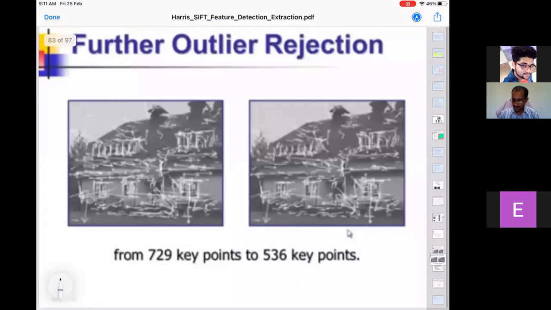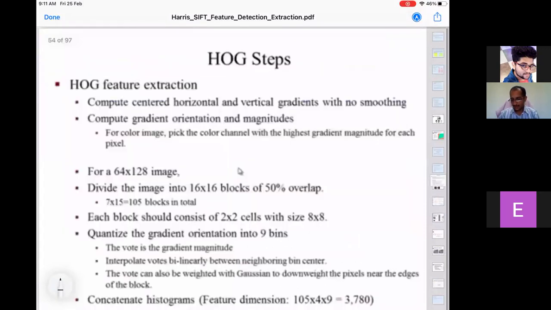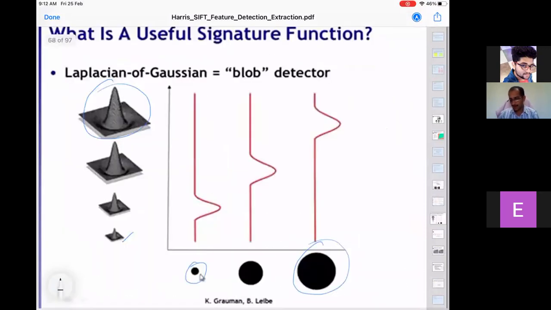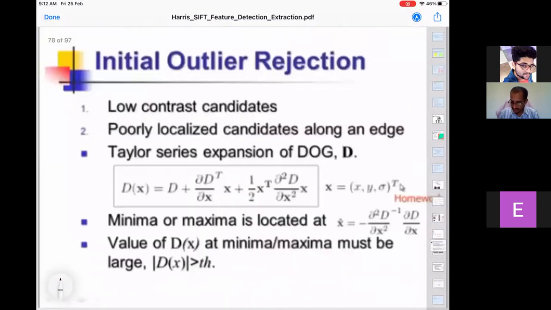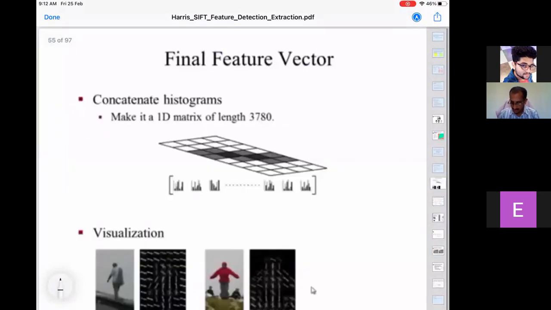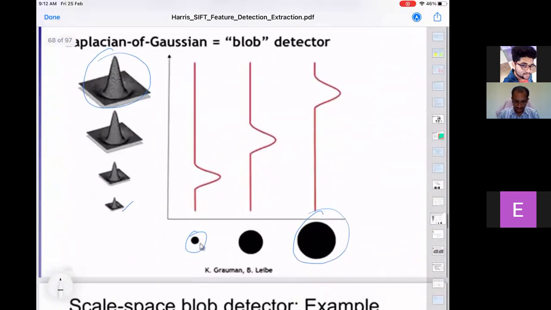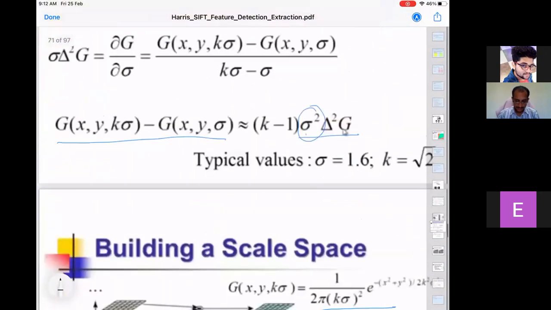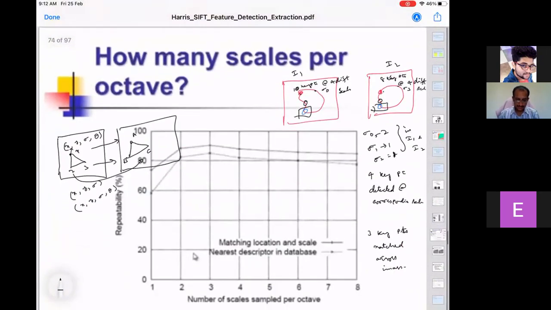Yes, sir, because it involves a lot of steps. But how do I match the key points? So doesn't it need to initially find the key points? Yes, sir. Matching includes finding key points as well. Matching is a bigger process.